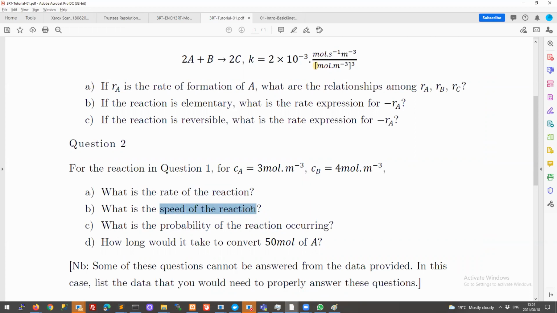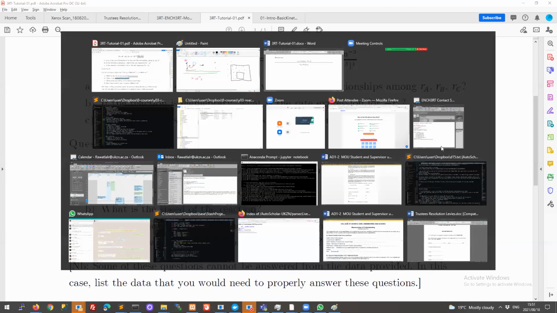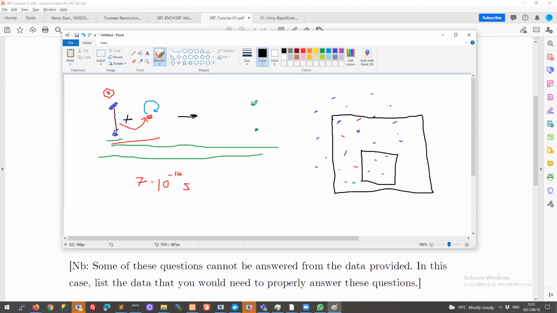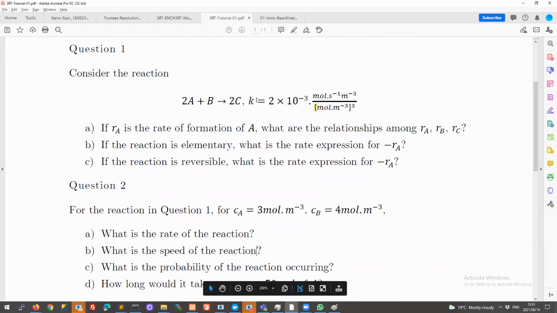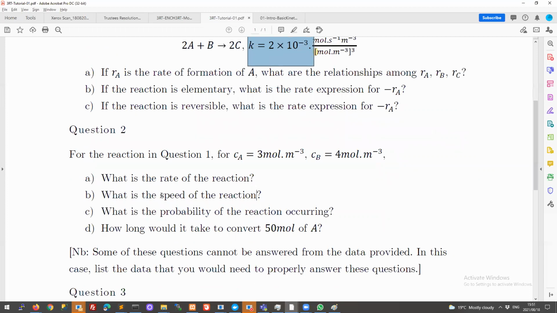The intrinsic speed of the reaction comes down to what is the time taken for the steps here to occur. And we can't easily figure that out. We can't answer that question. We have a rate constant, and that doesn't tell us anything about the speed. Well, it is the product of the speed, but there are a bunch of other things that go into that rate constant. So we can't answer this part of the question. We don't know the speed of the reaction. What's the probability of the reaction occurring?